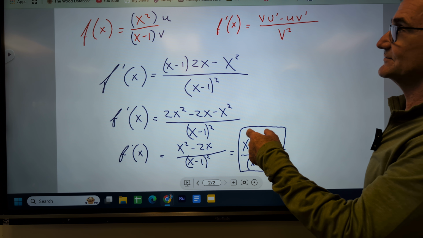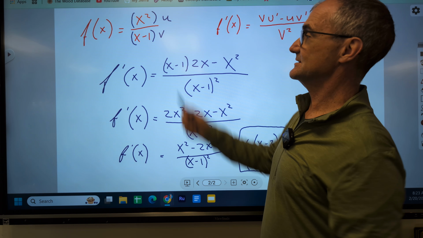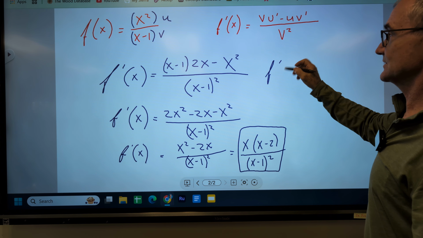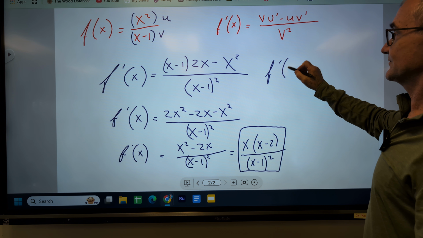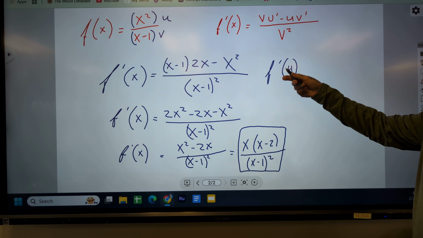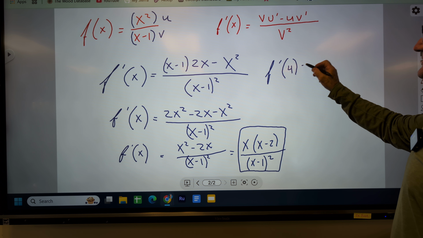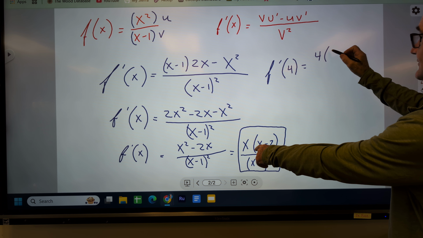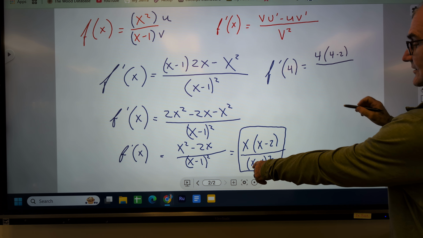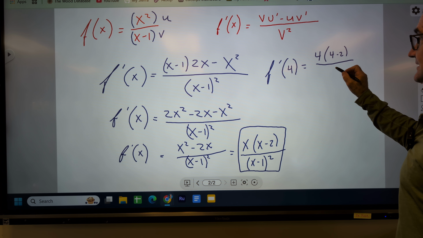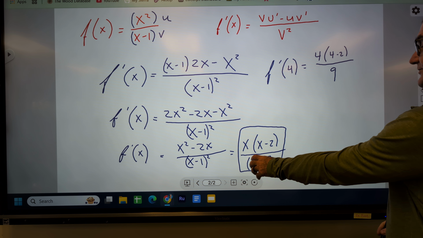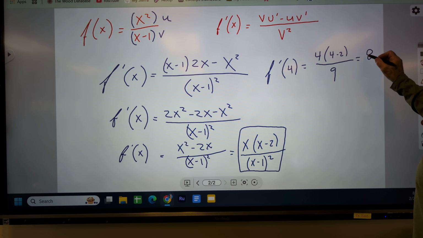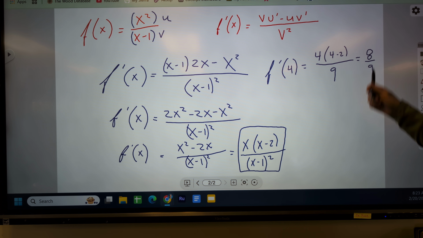If you were asked to find the slope of this function at a point, like what is the slope of this function at 4, you would take the derivative and plug 4 into there. So the slope of that function at 4 is equal to 4 times (4 minus 2) all over (4 minus 1), 3 squared, right? 4 minus 1, 3 squared. So this is 2. 2 times 4 is 8. So the slope at the point 4 is equal to 8/9.